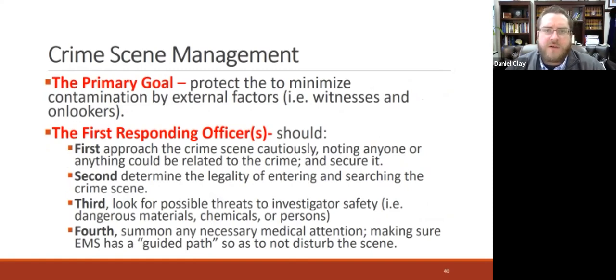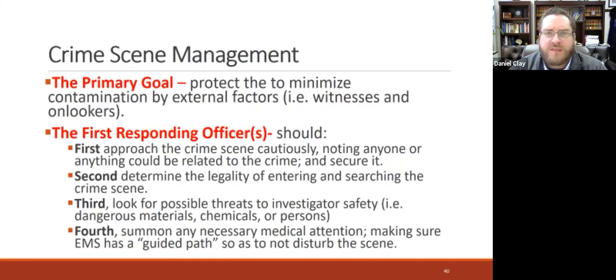So when we're talking about crime scene management, the primary goal of essentially every single person who responds to the scene, whether they be first responders, CSI, detectives, who have you, is to minimize contamination by external factors.